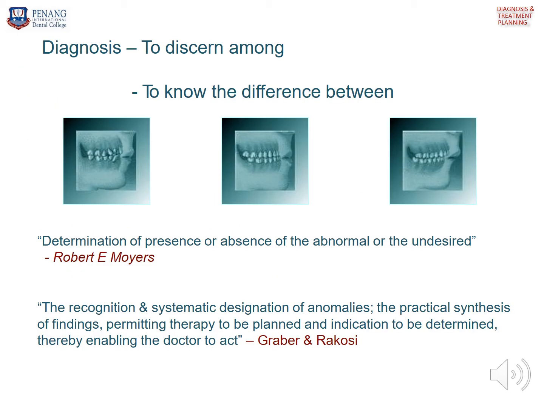Diagnosis is to concern among and to know the difference between different malocclusion. According to Robert E. Moyers, diagnosis is the determination of presence or absence of the abnormal or the undesired. And then, according to Graeber and Rakosi, it is the recognition and systematic designation of anomalies, the practical synthesis of finding, permitting therapy to be planned and indication to be determined, and thereby enabling the doctor to act.